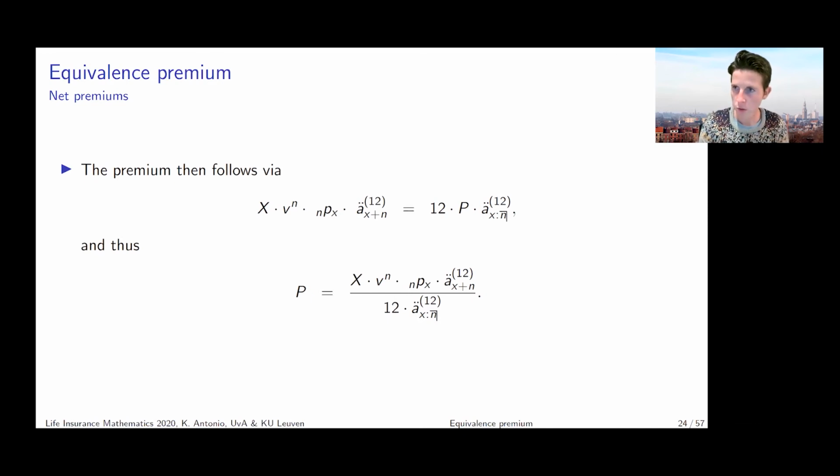Are there any questions regarding the reasoning that we built up to this point? So we wrote down the equivalence between the EPV of the benefits and the premiums. We solve for the unknown P, and that gives us what we need here. Okay.